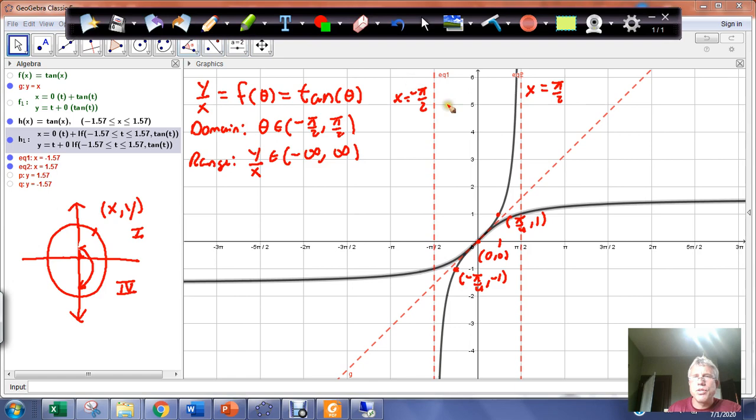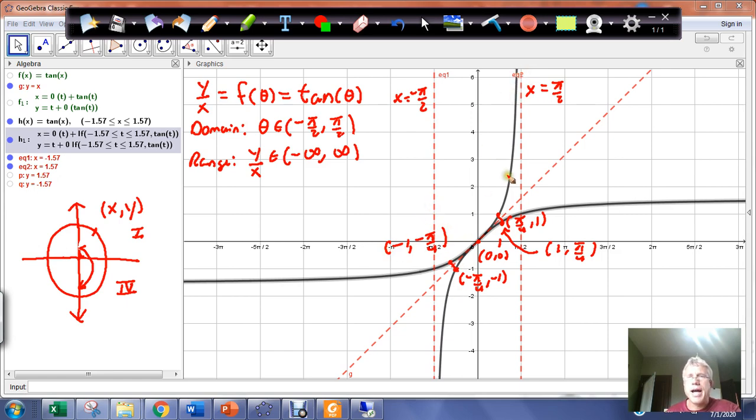Notice that these points all get reflected. The origin stays put, but this point reflects across to here, and we wind up at this point getting input 1, output the angle pi over 4. We reflect this point across to here. We get input negative 1, output the angle negative pi over 4. So we're switching the inputs and outputs.